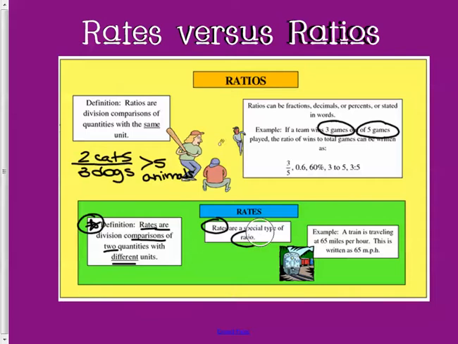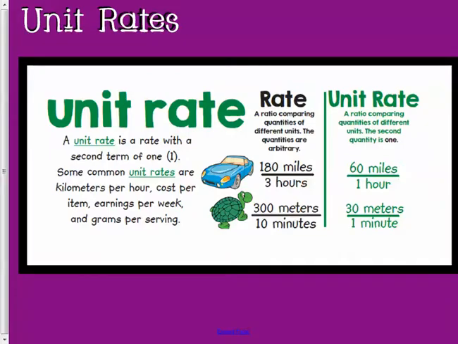So, for example, a train is traveling at 65 miles per hour. This is written like this, and that is a rate. So in your notebook right now, or on your loose leaf paper, you should have the definition and the example. Okay, so what is a unit rate? A unit rate is a rate with a second term of 1.